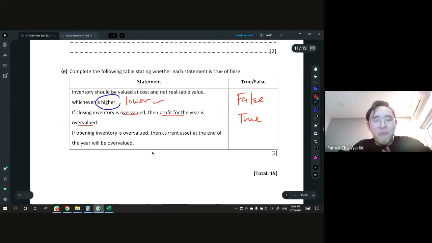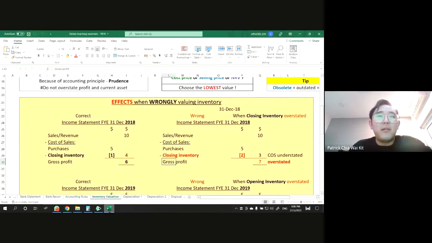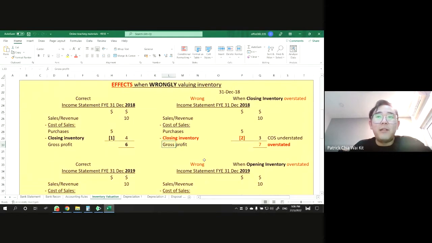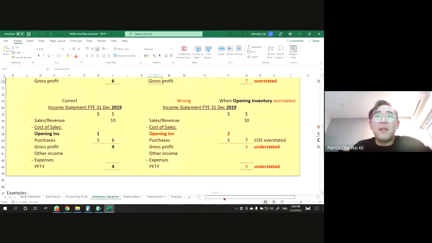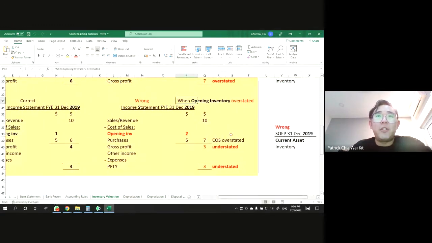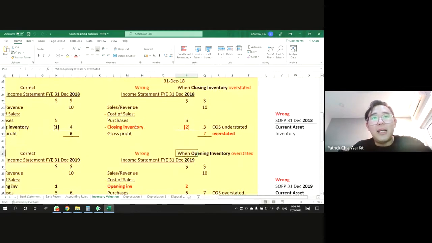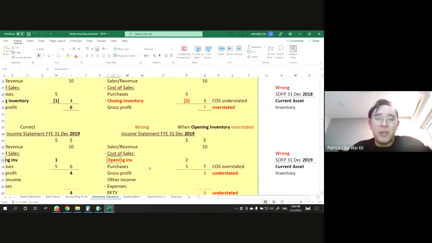Okay, if opening inventory is overvalued, then current asset at the end of the year will be overvalued. Is this true or false? Let's look at the notes again. We're talking about opening inventory. Look at the second one. When opening inventory is overstated, this is technically brought forward to next year. Last year we overstated, which means next year your opening will be overstated because closing becomes opening the next year.